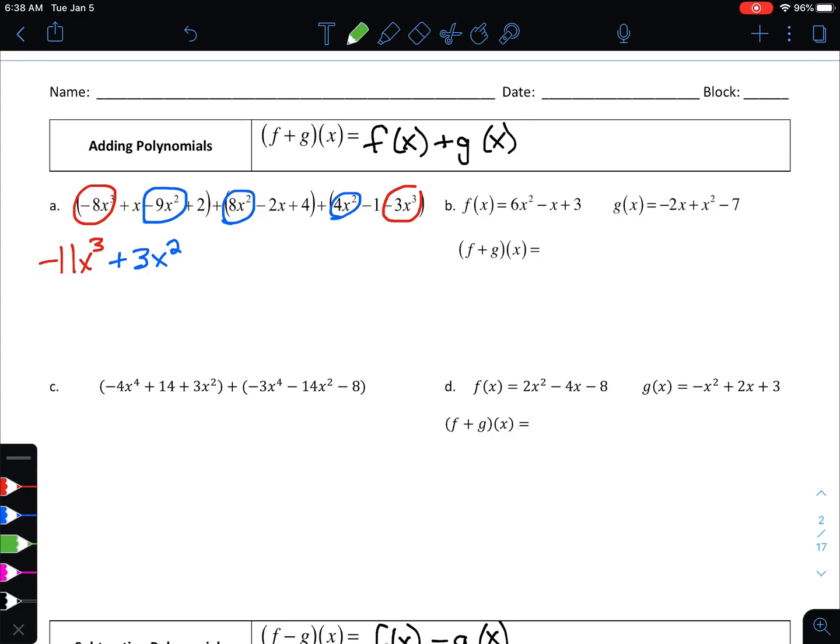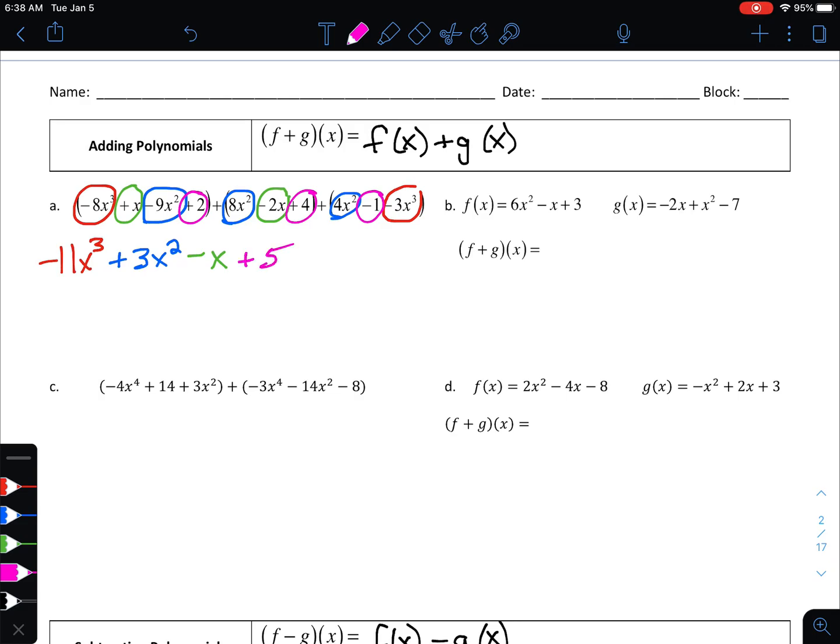Next, we'll look for just x to the power of 1. So we've actually got 2 of those to combine, a positive x and a negative 2x. So 1 minus 2 is going to be negative 1x, so a minus x. And then finally, we'll do just our constants. So 2 plus 4 is 6, minus 1 is positive 5.